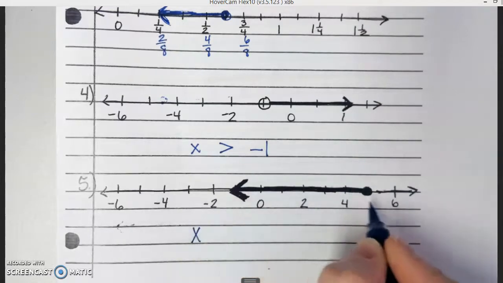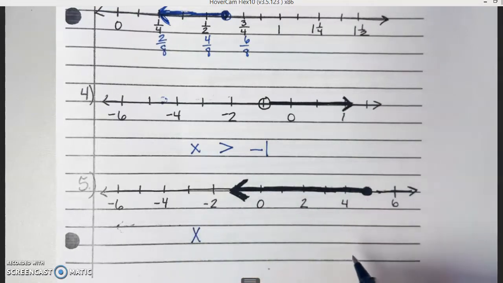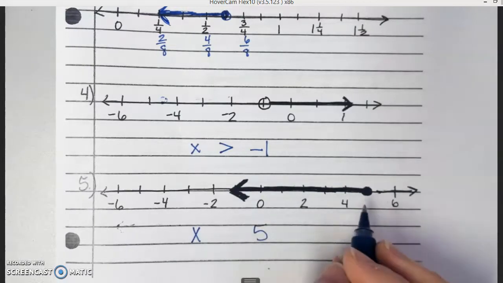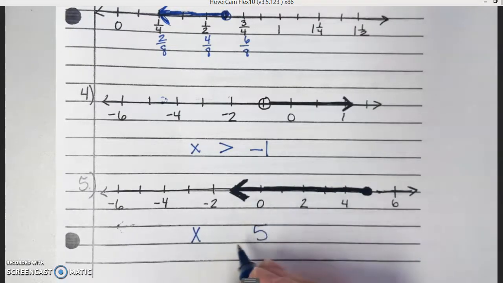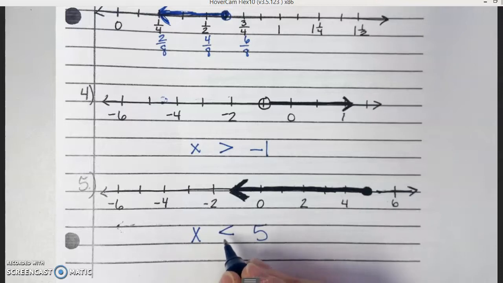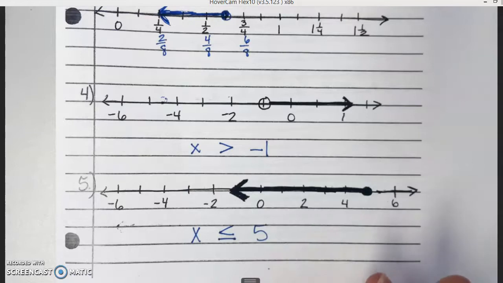Okay, number 5. So I'm going to use x, and where's my circle? What number? 5. Okay, so it's shading to the left, which means that x would be less, and my circle is closed, so that means I need the what? A line under it. I need a line under it to show the equal part. So this is x is less than or equal to 5. Does anyone have a question?